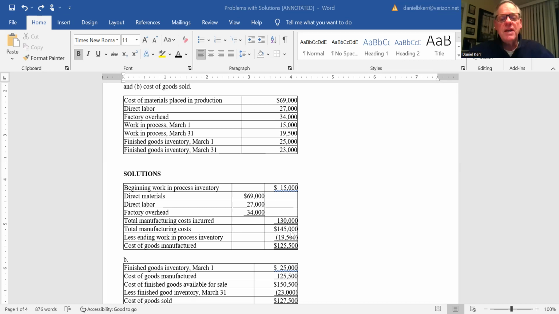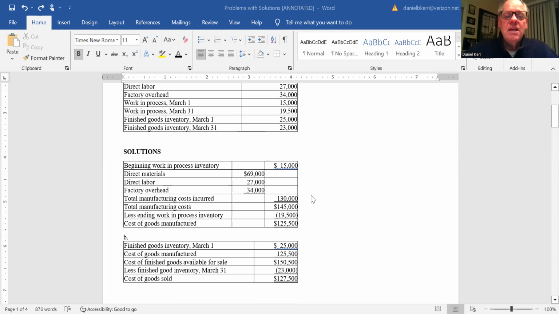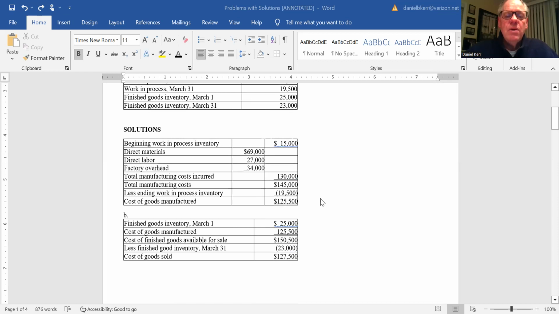And here was the first error that quite a few of you made here. The ending work in process is subtracted from the total manufacturing cost to get cost of goods manufactured. So if you add them, obviously you had the wrong number. So there's the first part, there's the cost of goods manufactured. Now, when you do the cost of goods sold, it's finished goods inventory plus cost of goods manufactured gives you goods available, minus the ending inventory of finished goods gives you the cost of goods sold.